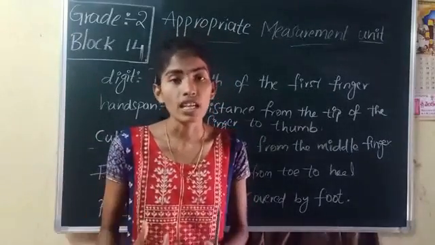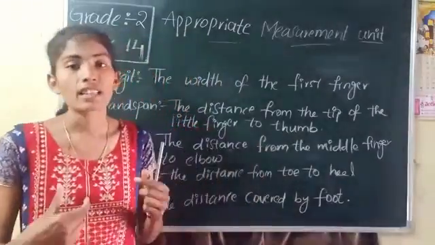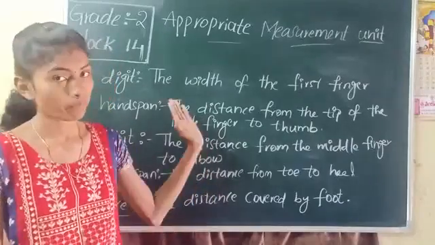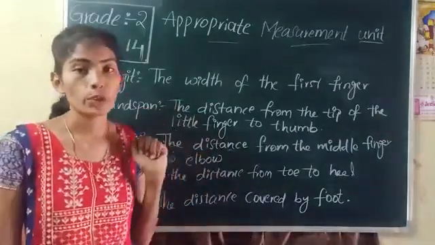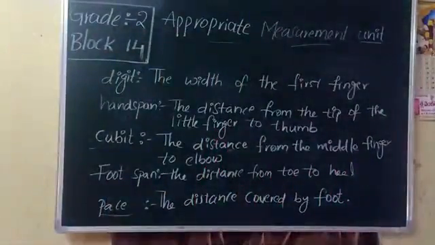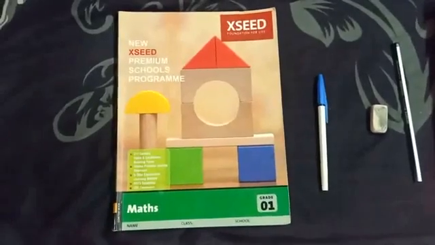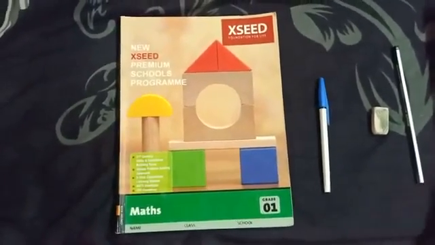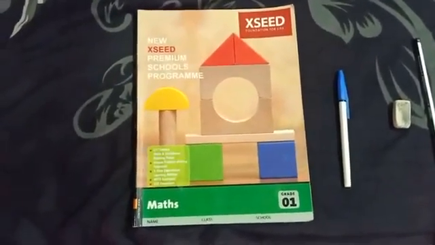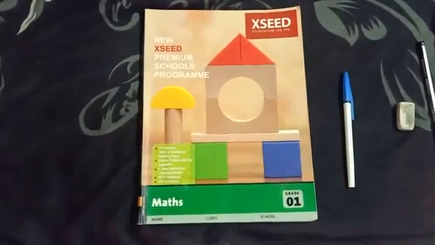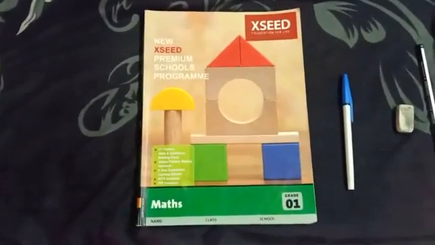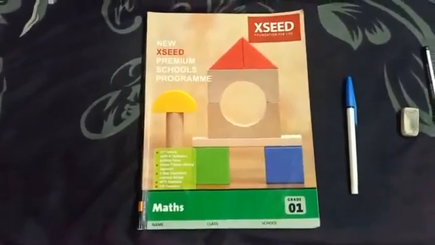So we will call them non-standard units. Now we will see how we can measure things by using our non-standard units. Let's see, children. So let's take some examples to measure things with our body parts, children. Yesterday we already learned what the non-standard units are. We can use our body parts to measure: digit, handspan, cubit and foot span.